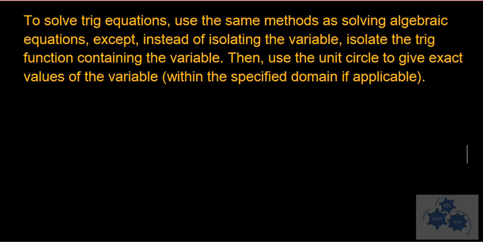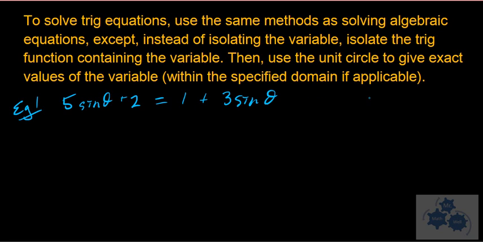All right, so we're going to do some more examples, and we're going to get through this. Awesome. Okay, so example 1. It says this: 5 times sine theta plus 2 equals 1 plus 3 sine theta. And we're looking for values for theta between 0 and 2 pi, so within one sort of revolution.